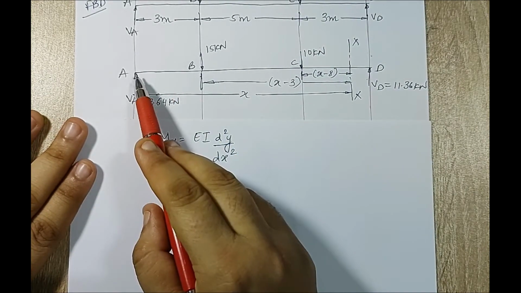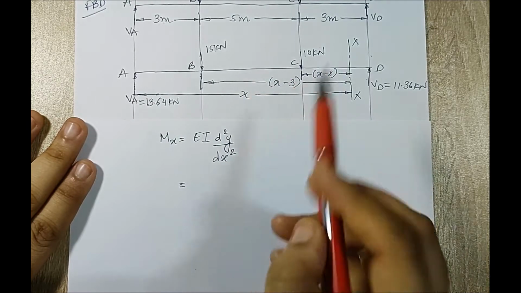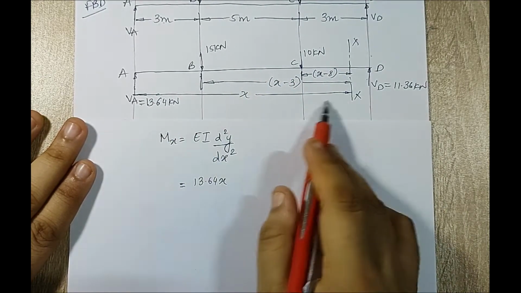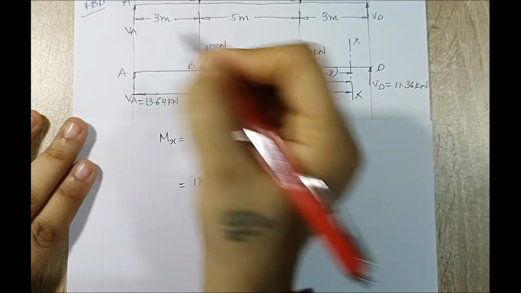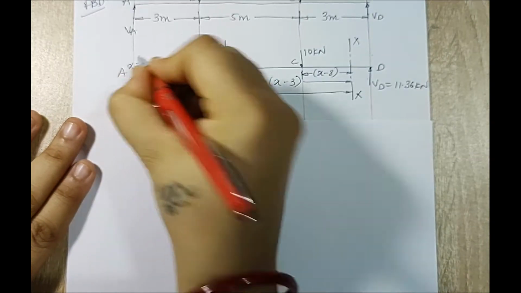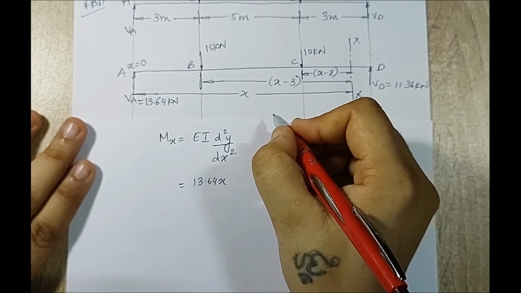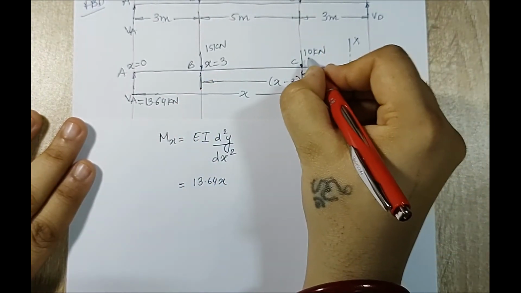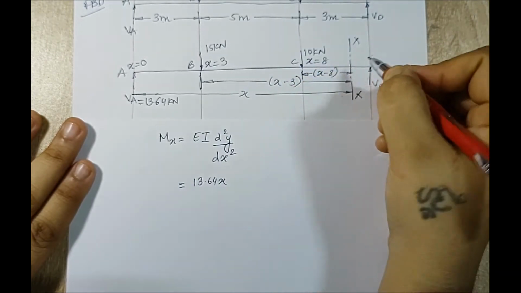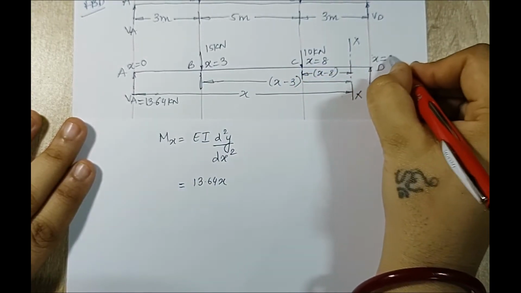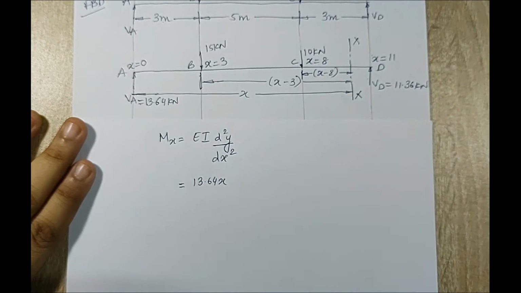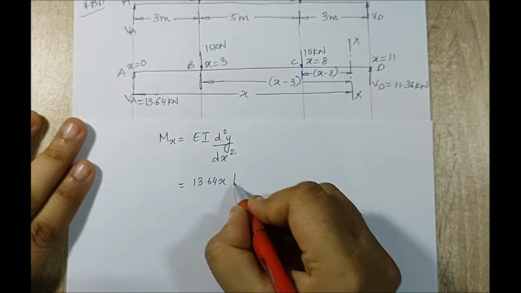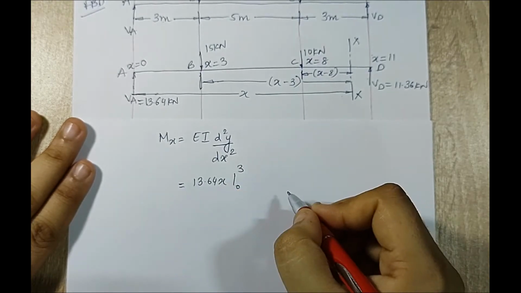The A to B portion has VA turning clockwise. So this will be 13.64 into x. This distance is x. Now I am going to mark the domain: at x equal to 0, that is point A. For point B, the value of x will be 3. At C, the value of x will be 8. And at D, the value of x will be 11. So for A to B, I have 13.64 into x from domain 0 to 3.